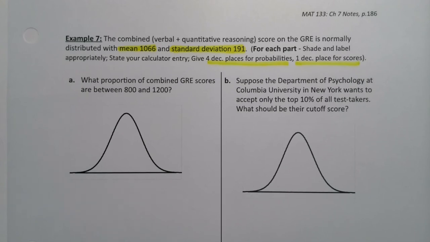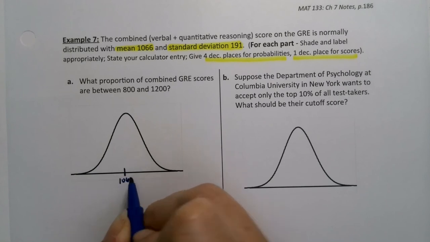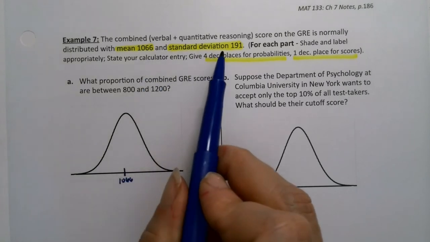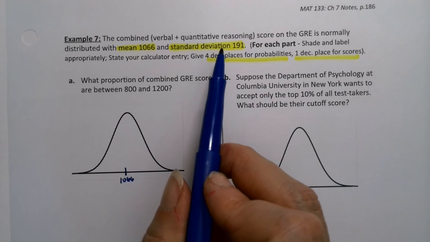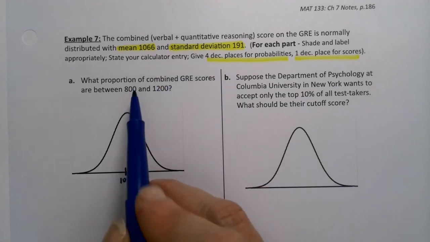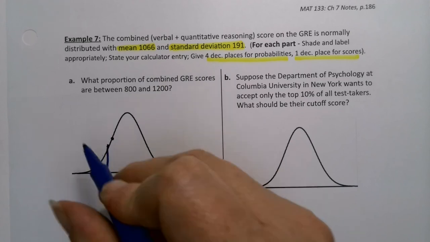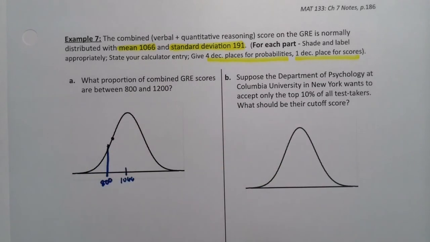Okay, so let's start off with the first one. They tell us that we want to know the proportion of combined GRE scores between 800 and 1200. Okay, so the mean is 1066 here. The standard deviation was 191, which is roughly 200, you figure. So 1066 take away 200 is 866. So 800 is just a little bit past the inflection point. So 800 is kind of over here. You just want a way to be able to eyeball it.